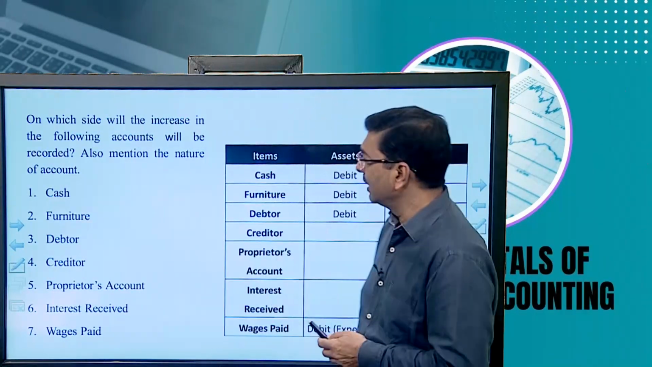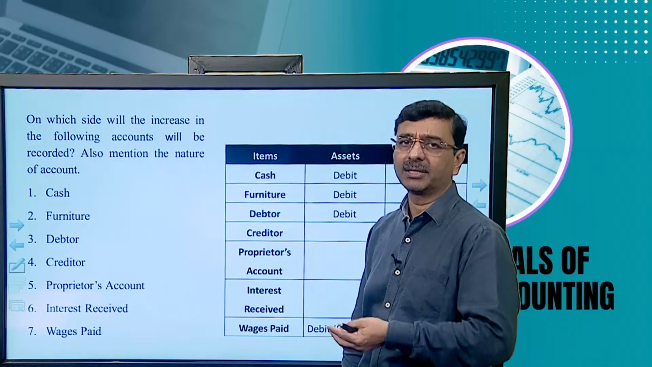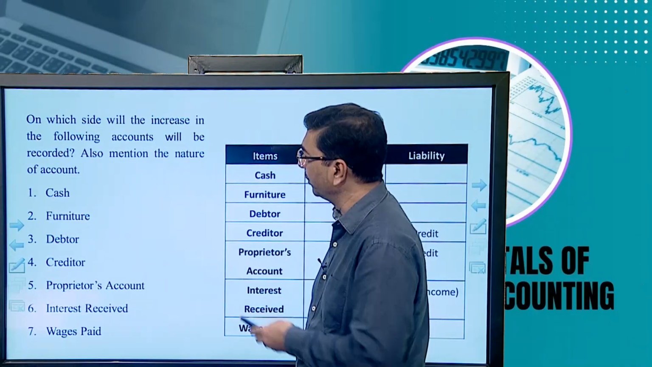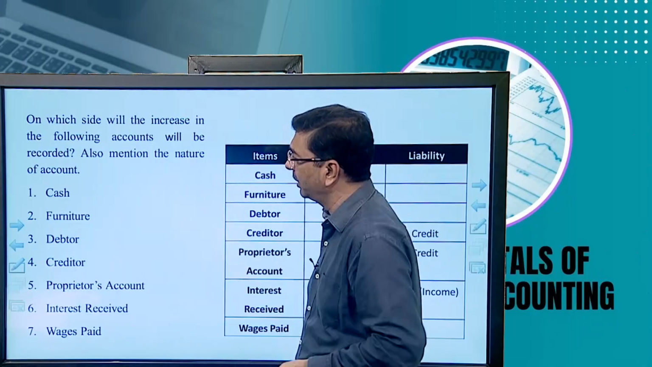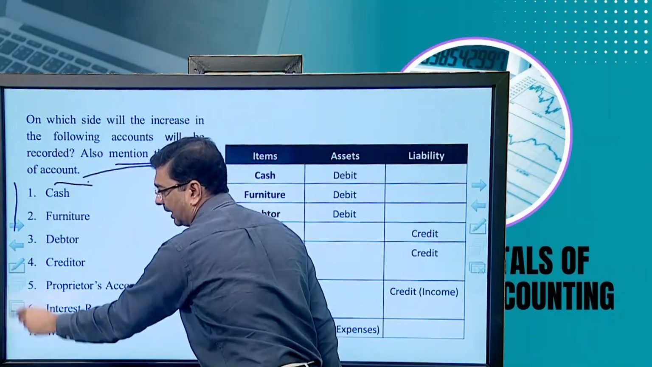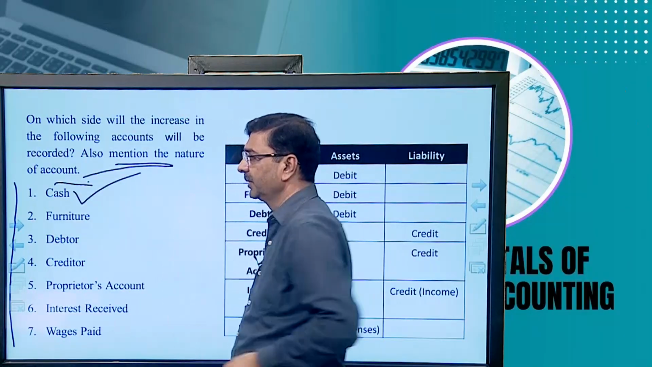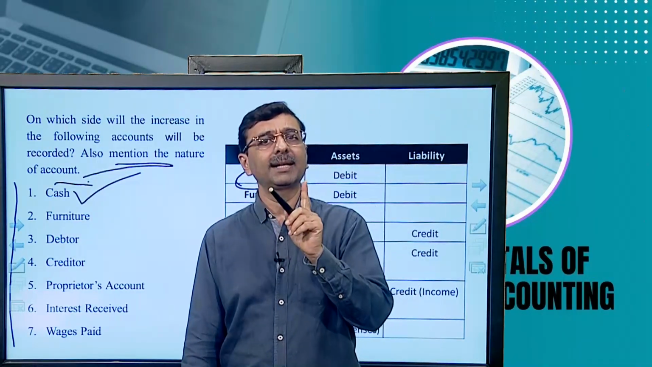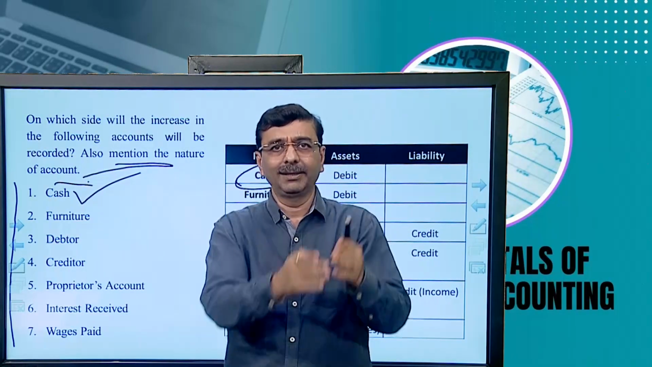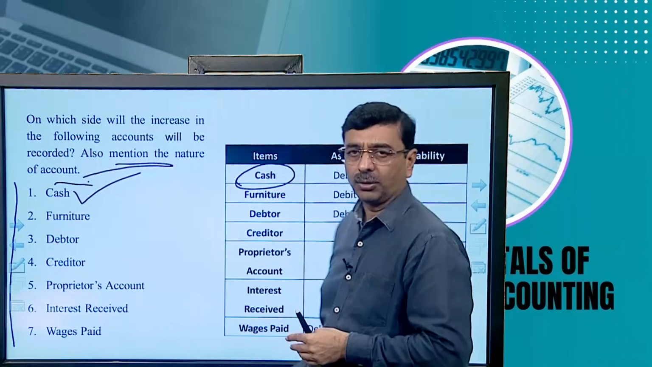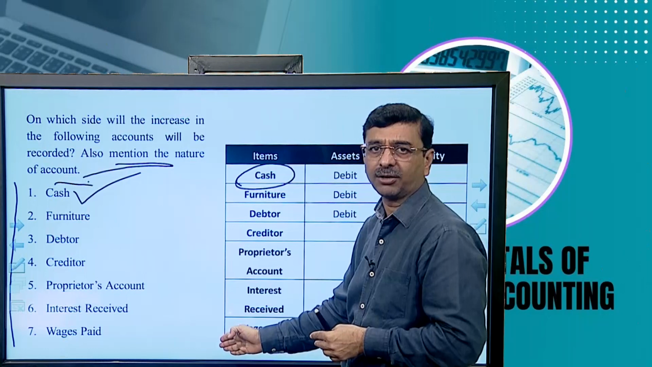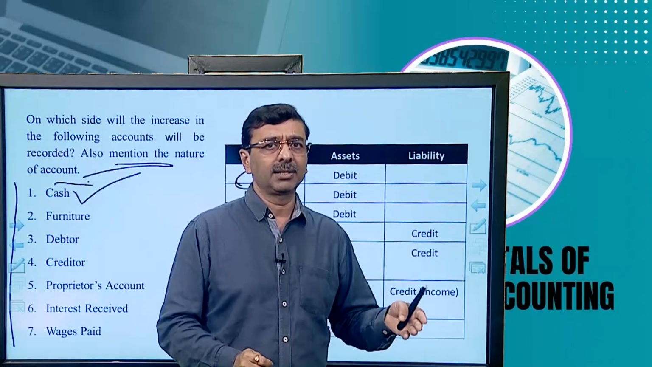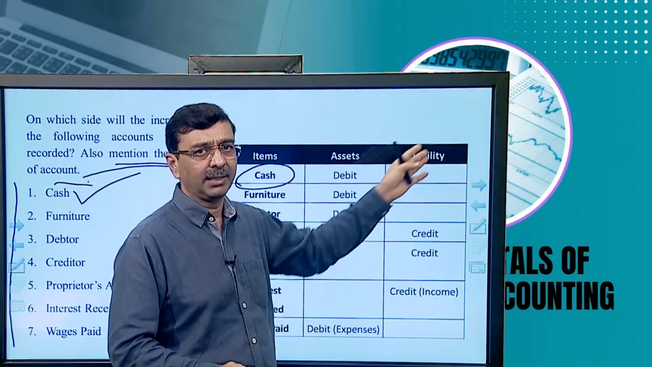Now, the next is the transaction analysis, how the transactions would take place. Let's see how this is actually affected in this particular account. On which side will the increase in the following accounts be recorded, in all the mentioned nature of accounts. If you want to bifurcate clearly which one is assets and liabilities, these are the nature of items, the nature of the accounts. Then how assets will be affected and how liabilities will be affected.